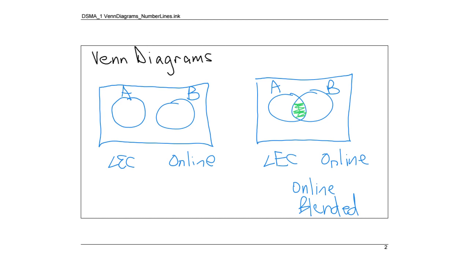You don't go to the lecture as much as you do with a regular lecture class. And so we call those online blended. So this is called an intersection. For this first one, I didn't include those classes, and so I didn't have any intersection. The A and B were mutually exclusive, and they did not overlap at all. Okay, let's talk about unions.